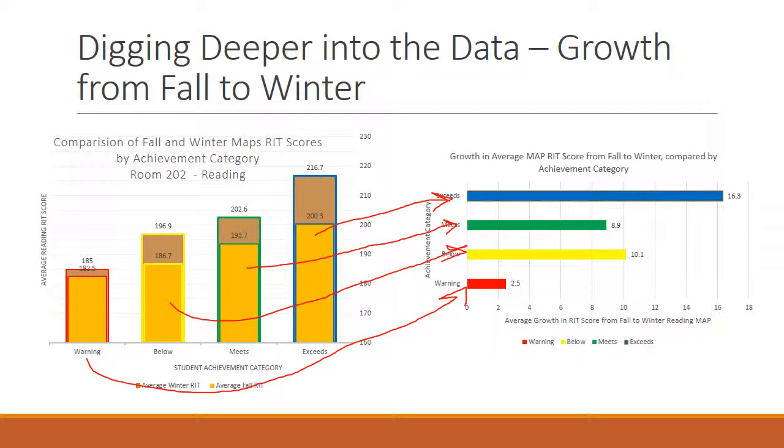Students in the warning category, however, showed very little growth, leading to the conclusion that additional intensive interventions might be needed with those 2 students. Students in the exceeds category grew at the fastest pace, up to 16.3 points on average. So the teacher is still managing to push these exceeding students ahead despite having so many students below standard.